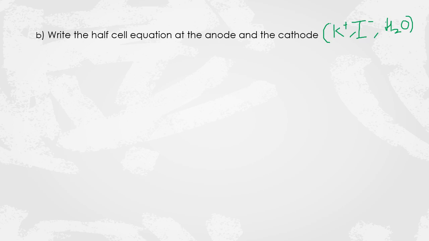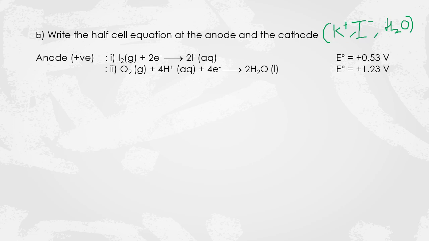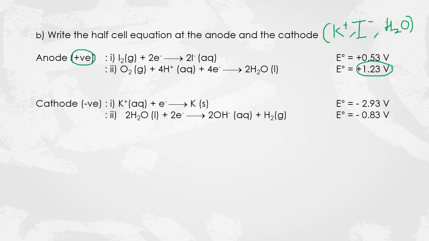Okay, so anode is the positive terminal. It will attract the opposite charge of ion. So our anions in this case will be iodide and also water. For water, we should take the value with more positive value as suggested by the positive terminal. While for cathode with negative terminal, they will attract the cation K+ and also water. So water in this case, we're going to take a more negative value due to the negative terminal.